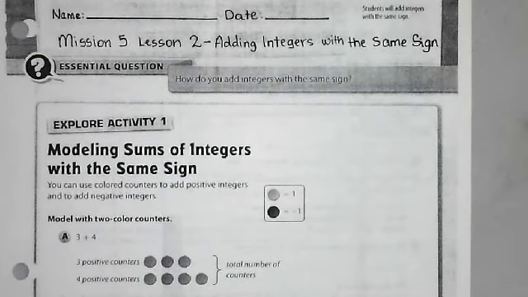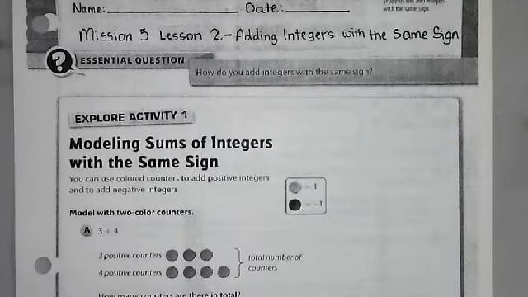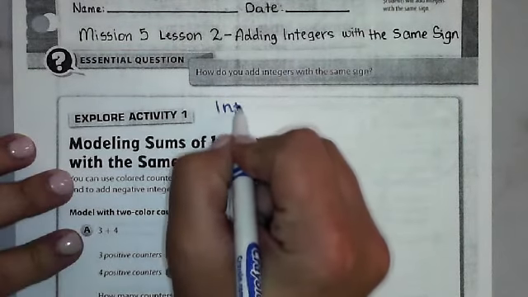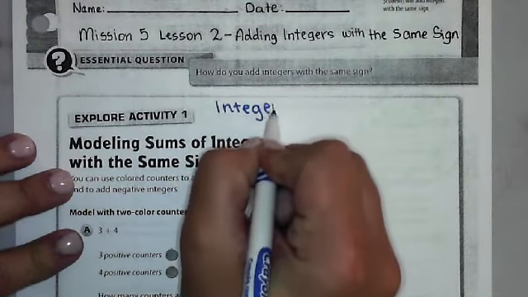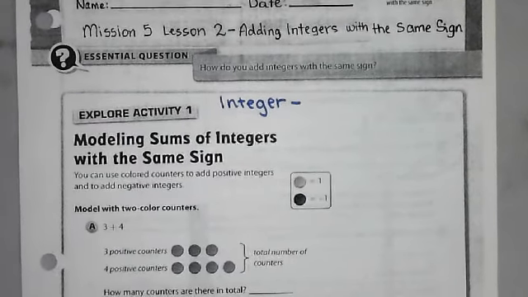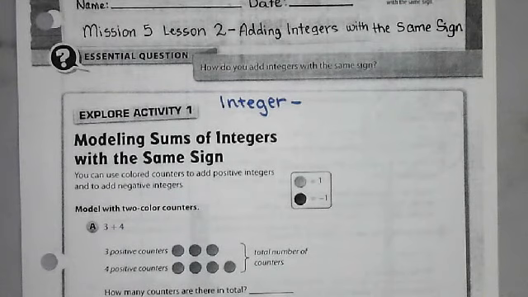Okay, so for this mission, we're going to be adding integers with the same sign. So can anyone define what an integer is? Or does anybody know what an integer is? Eric? An integer is just something with an absolute value. Not quite. Good guess. Does anybody else want to take a guess as to what an integer is? Eli?